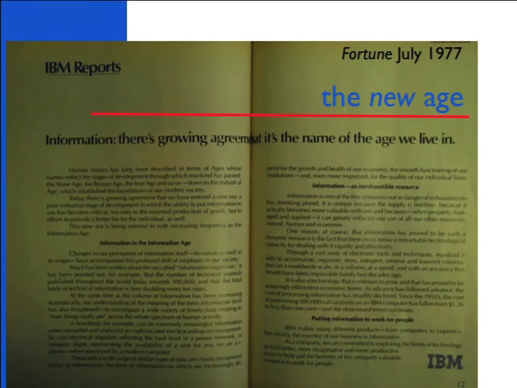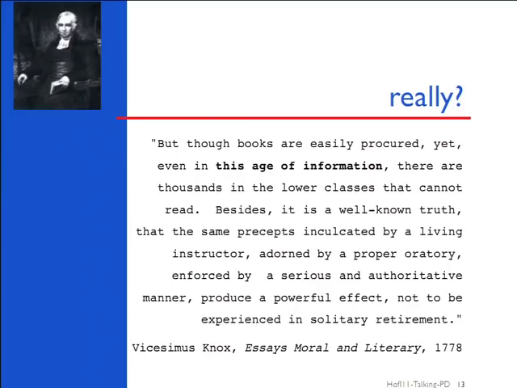Which is pretty good and would hold up well, except that this tremendous old chap, Vicesimus Knox, in an essay he wrote in 1778, said, a little echoing what we've just heard, but though books are easily procured, yet even in this age of information, he says, there are thousands in the lower classes that cannot read. So he's speaking for Lil B, again, in many ways. He's answering what Allison said here, that, well, he's saying there's lots of books, but they're actually not getting across the social structure.